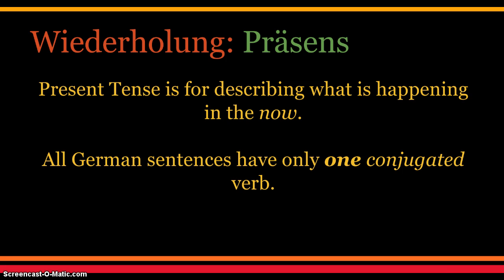Präsens. The present tense is for describing what is happening in the now. It is pretty much all of the verbs we have done so far. You're describing what is happening in the present.